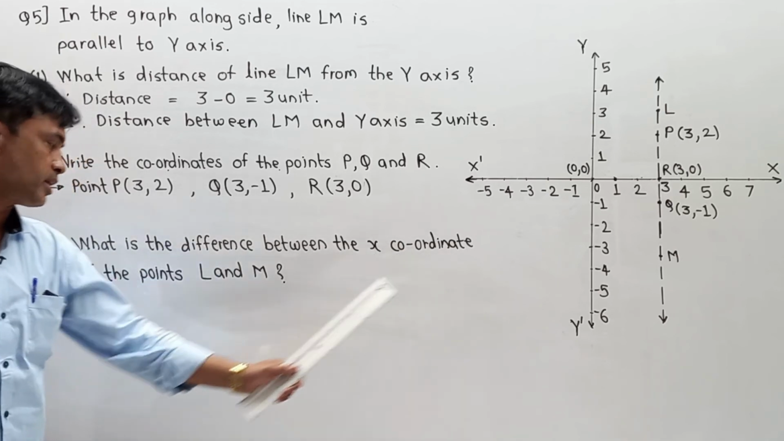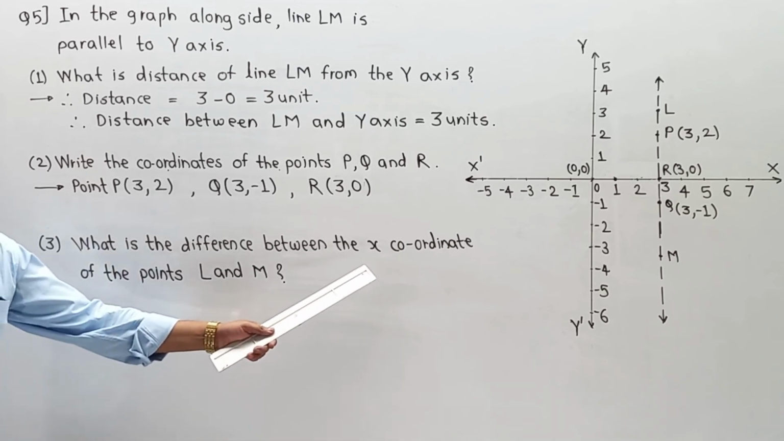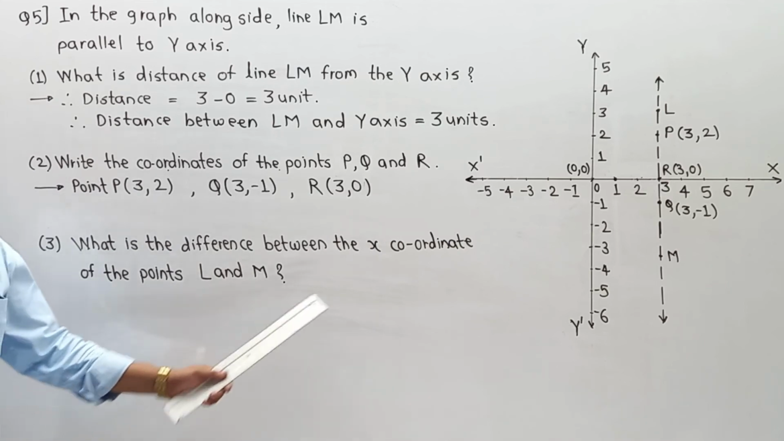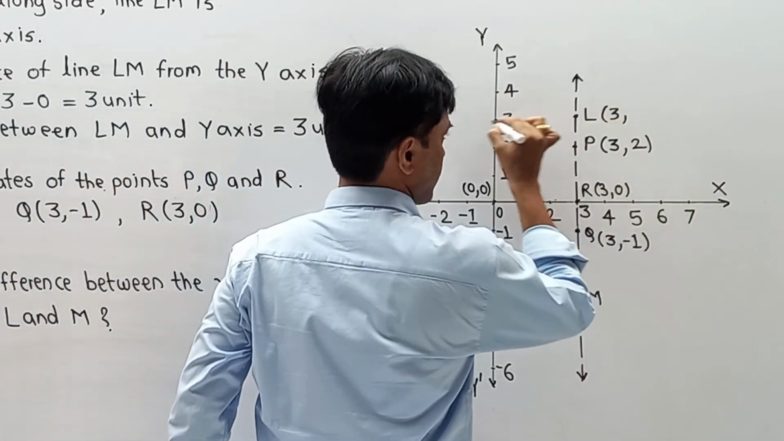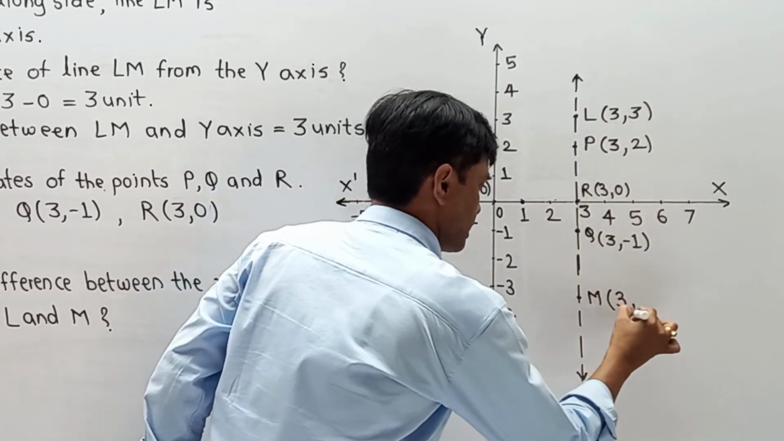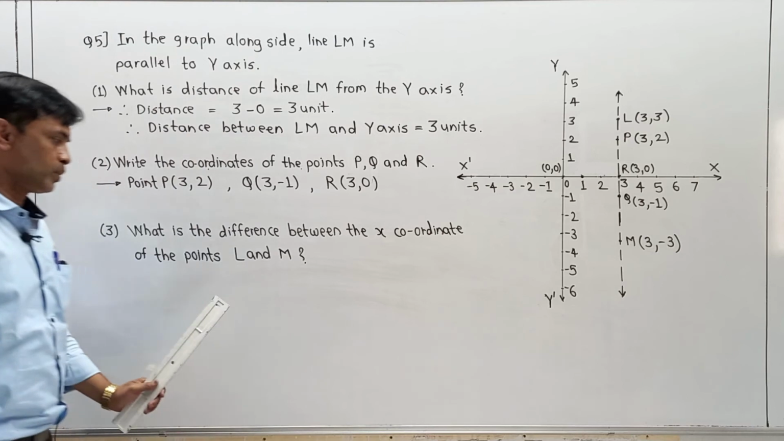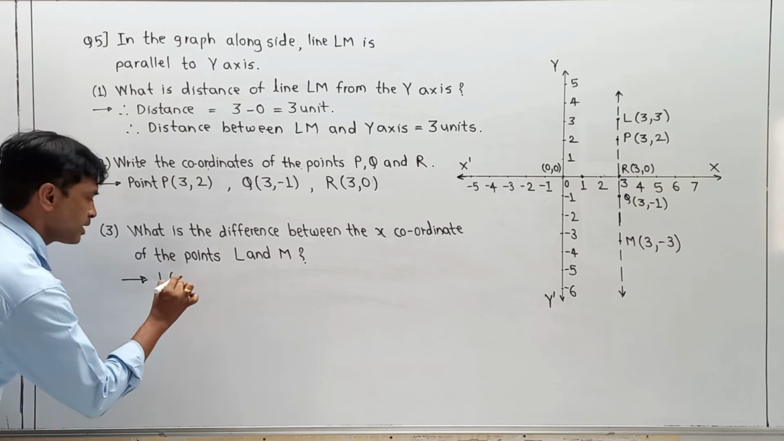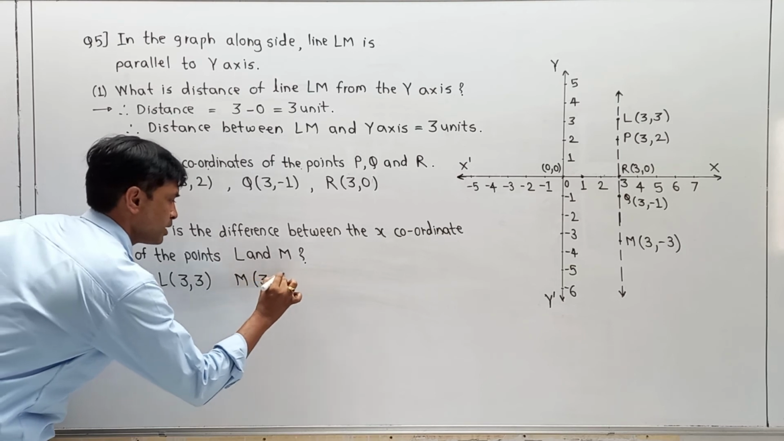Now moving to the third question, and the part is, what is the difference between the x coordinate of the points L and M? Now we have to identify the difference between the x coordinate of points L and M. First of all, I am going to write the coordinates of L and M on the graph. So L has an x coordinate of 3 and y coordinate of 3, and M has an x coordinate of 3 and y coordinate of -3. So for point L, the coordinate is (3, 3), and for point M, the coordinate is (3, -3).